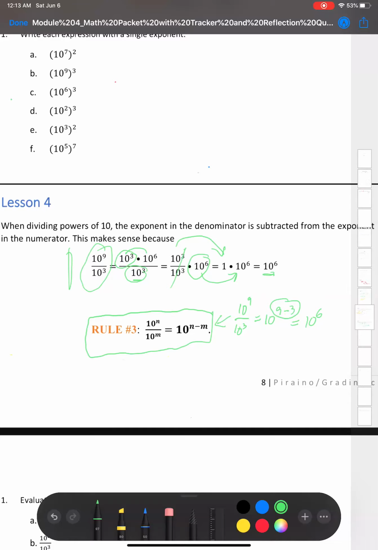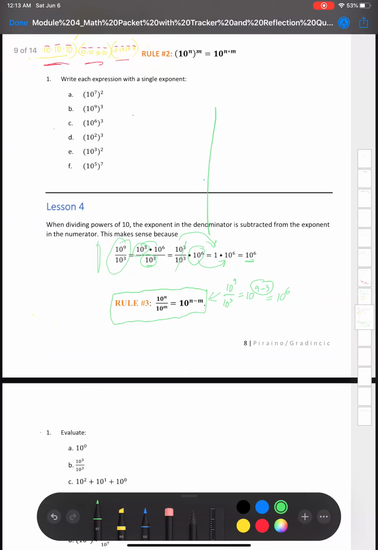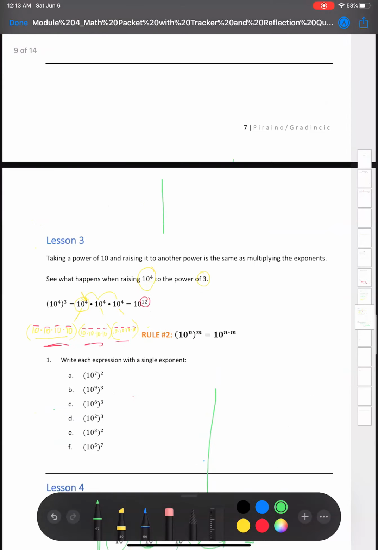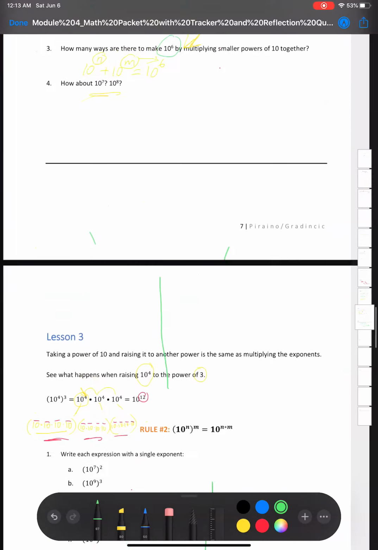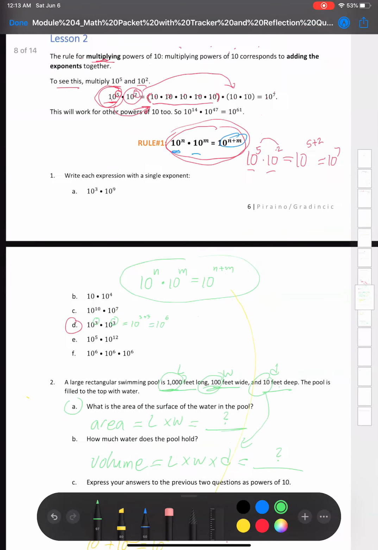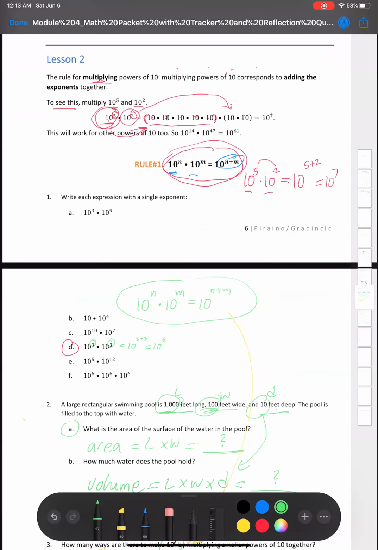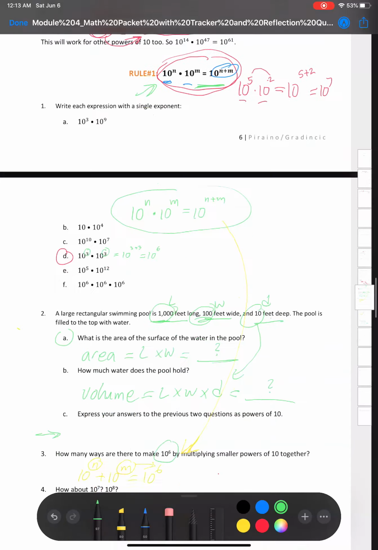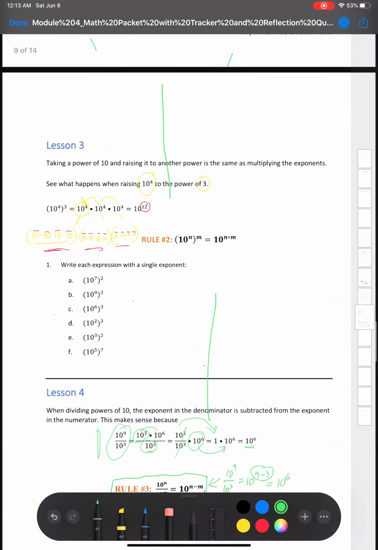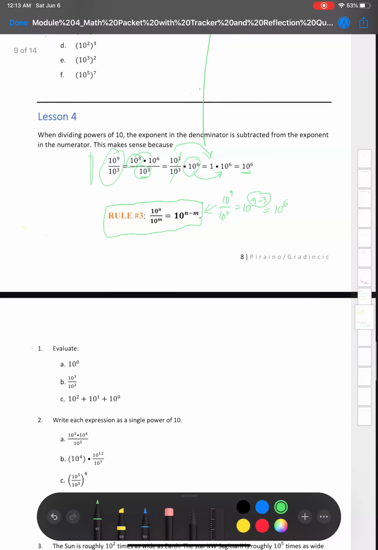Now before we move on, let me show you how this rule number 3 incorporates rule number 1 that we learned earlier. So let's refer back to our rule number 1. Rule number 1 says, when you're multiplying 2 powers of 10, you're going to just add the exponents, right? So here, let me show you what I mean by that.